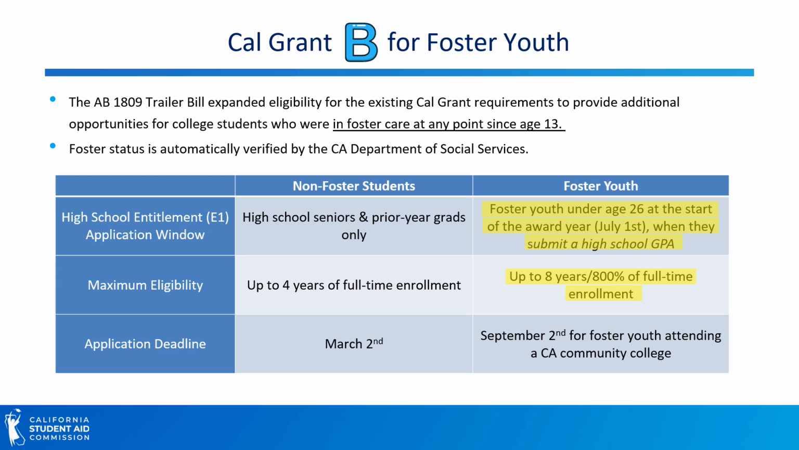This means that a foster student who is awarded as a freshman in college could receive this award for up to 8 years instead of the traditional 4 years. Finally, the Cal Grant application deadline for non-foster students is usually on March 2nd, but foster youth students can take advantage of the September 2nd deadline if they are attending a California community college.